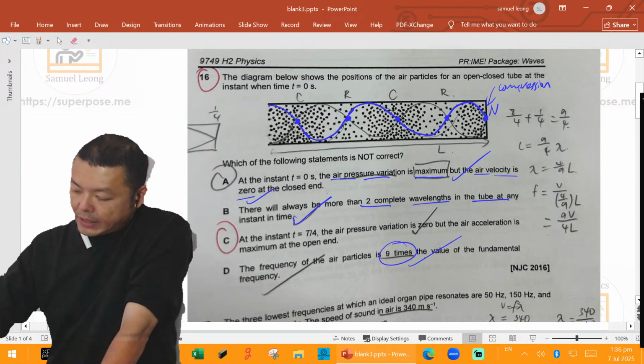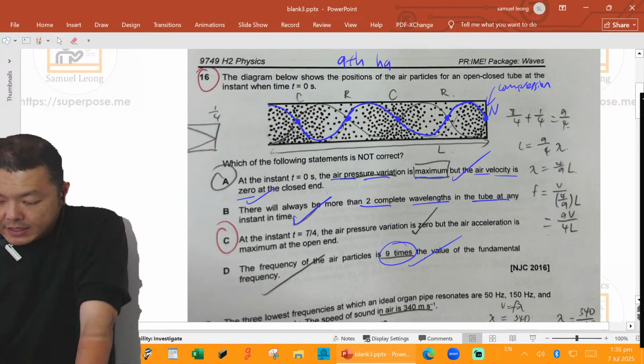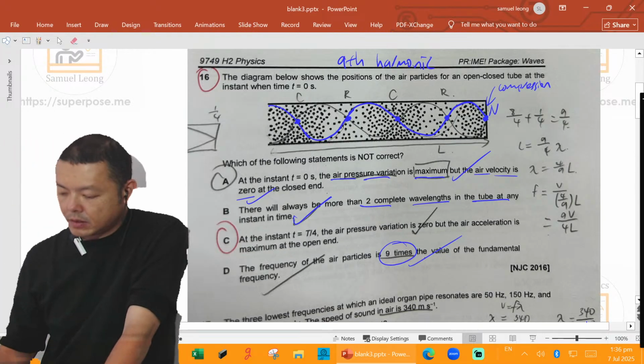Can you tell that this is the ninth harmonic? How do you tell that this is a ninth harmonic? Nine quarters. Okay, so there's nine quarters.